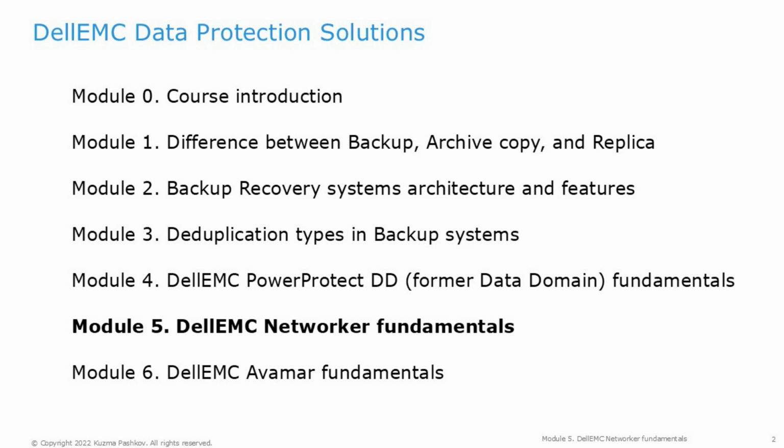Exactly. Now let's talk about save set. This is the specific unit of data that you are backing up. Could be a group of files, directories, or even application data. So the save set is the actual data that needs protection. What about protection policy? How does that fit in?